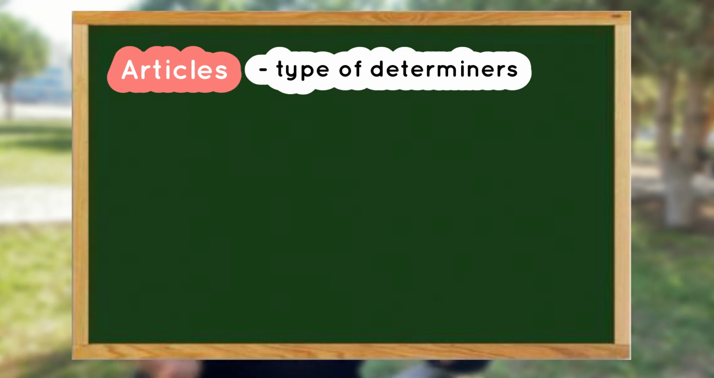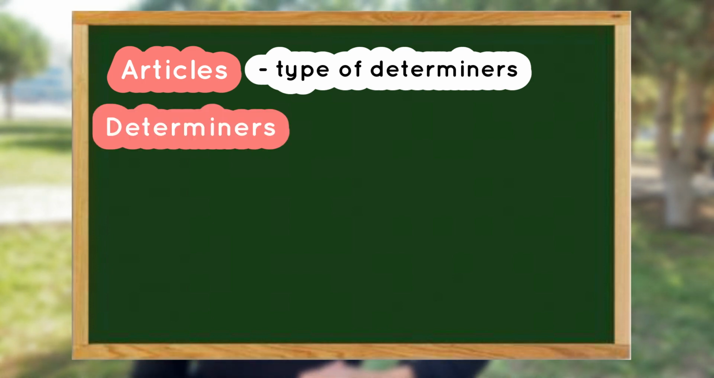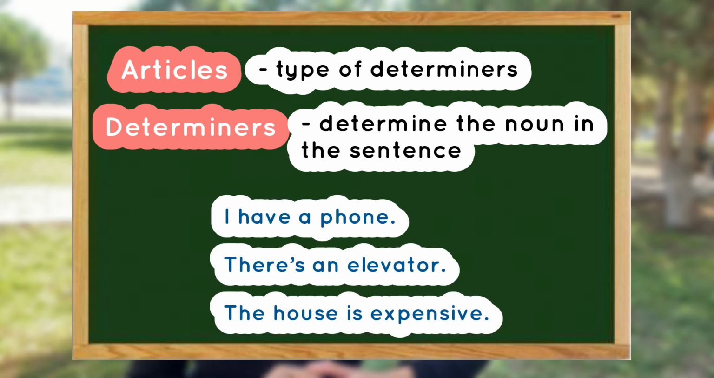This is what you need to know. A, an, and the are called articles. And an article is actually one of the types of determiners. They are called determiners because they determine the noun in a sentence. So you put the determiners before the noun when you construct a sentence.